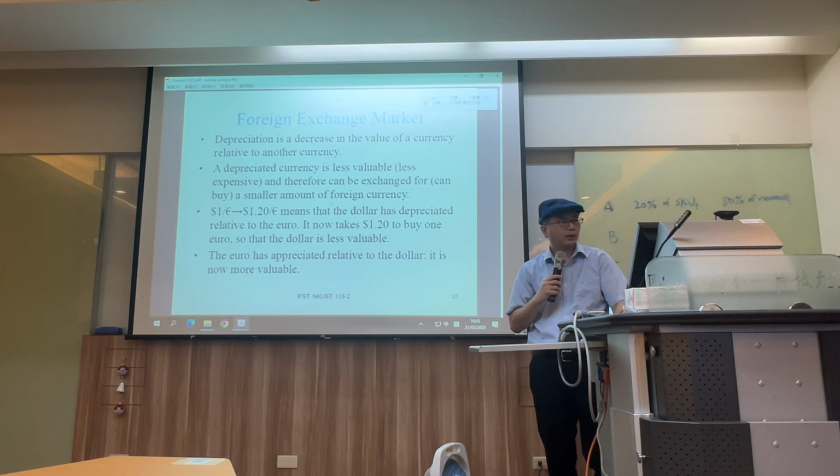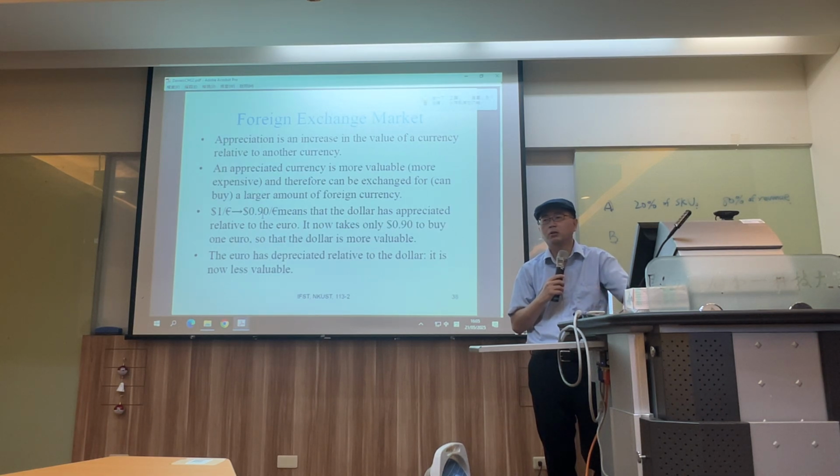And then we also talk about depreciation. What does it mean? We mentioned it's a decrease in the value of a currency relative to another currency, right? Then we show an example: if you have 1 euro to 1 US dollar, and that ratio has changed or increased to 1.2, that actually means that the US dollar has depreciated, whereas the euro has appreciated, right? Because it now takes $1.2 to buy 1 euro, so the dollar becomes less valuable, right?